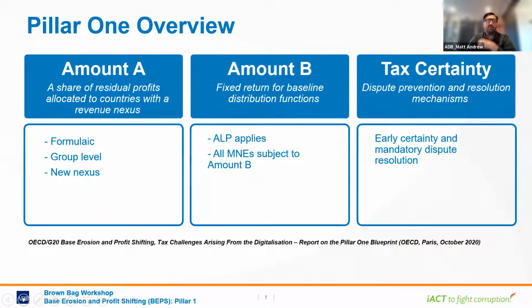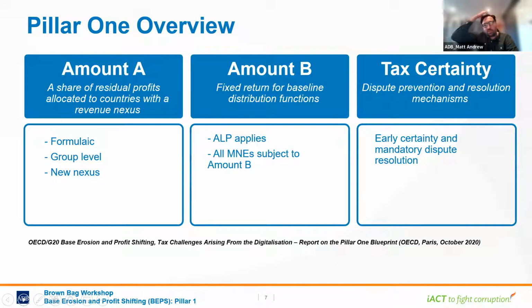In the middle, we have Amount B, and Amount B is the proposed fixed return for all marketing and distribution entities. It's proposed as a simplification in order to reduce compliance and controversy connected to setting transfer prices for these sorts of entities. The fixed return would be set with reference to the arm's length principle, but agreed as a fixed return as opposed to multinationals having to go away and benchmark and transfer price, which may create extra work and compliance and audit work for jurisdictions. It will be an agreed upon fixed return agreed by the inclusive framework.